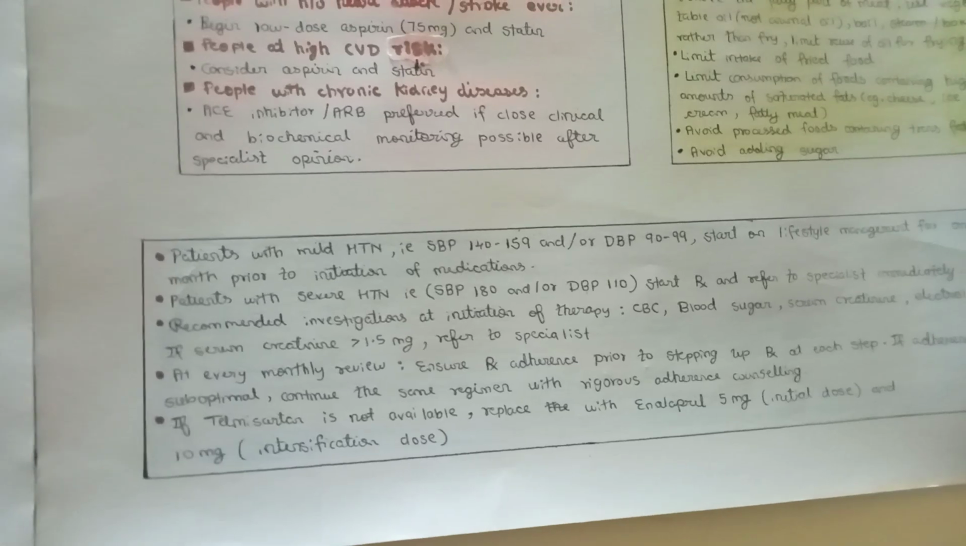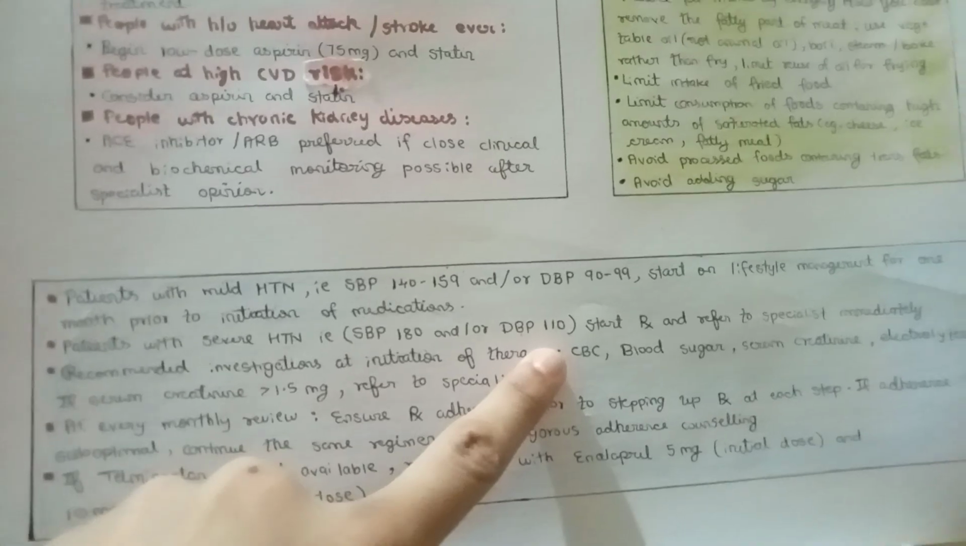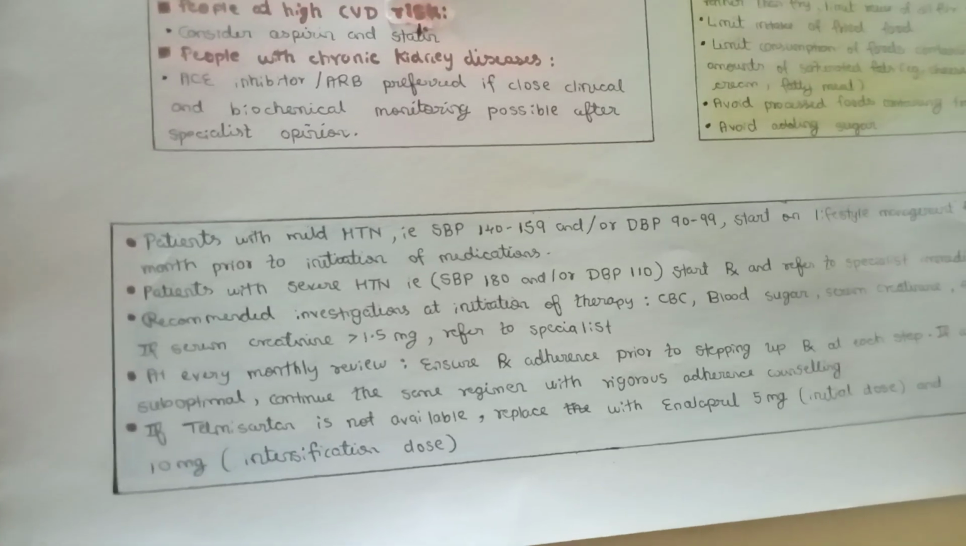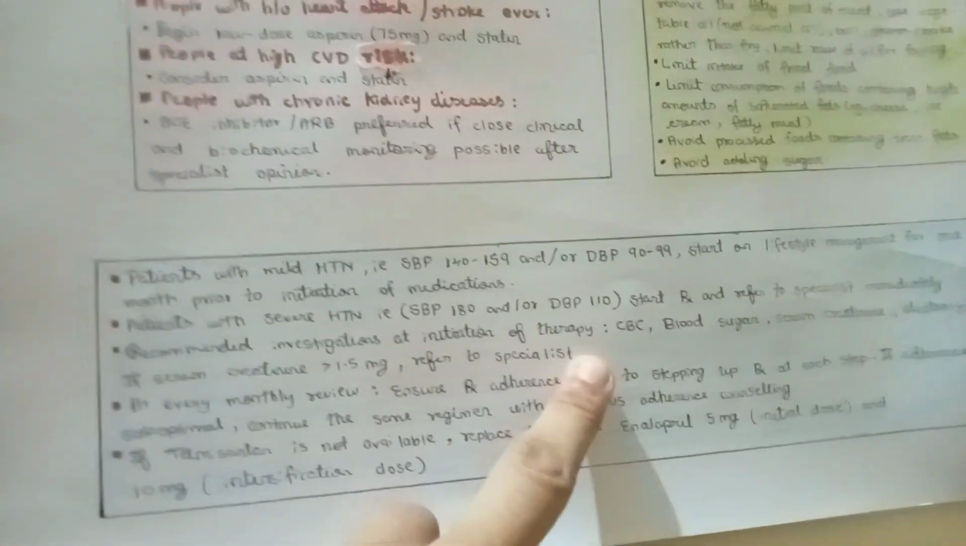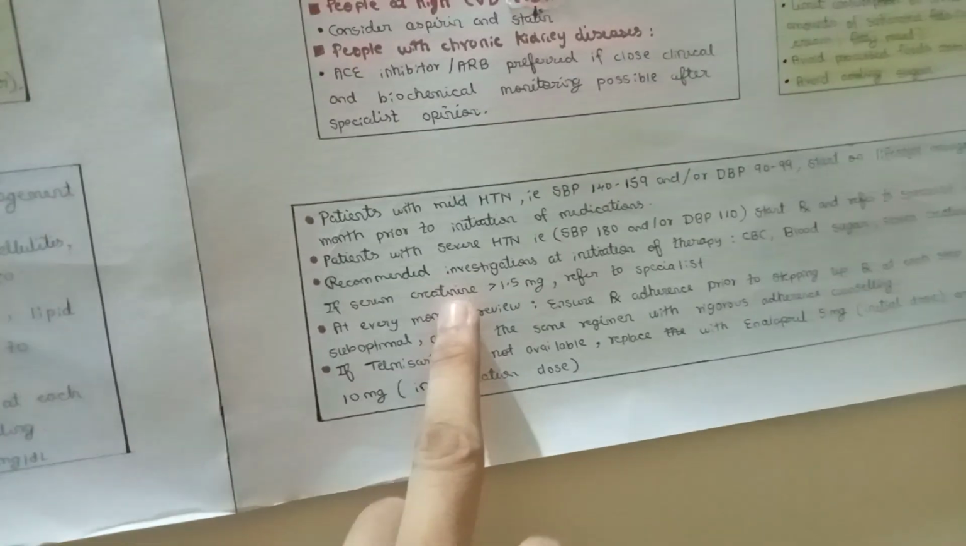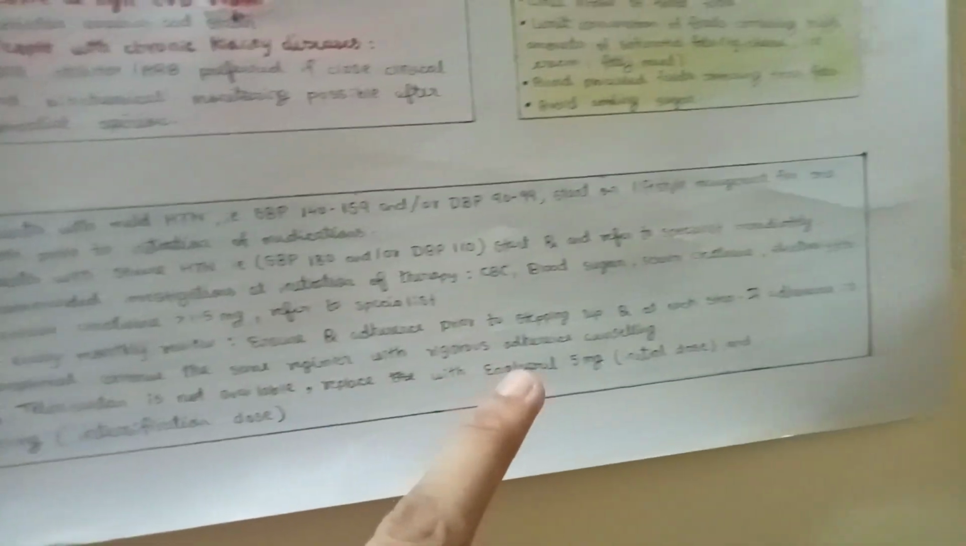Then the second point is, patients with severe hypertension, meaning systolic BP of 180 or diastolic of 110, start treatment and refer to a specialist. Then third is recommended investigations at initiation of therapy, same as above, the same as in diabetes. Then the fourth point, at every month review ensure counseling, same as above.